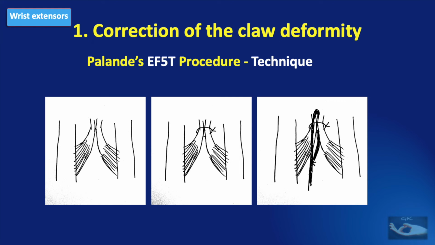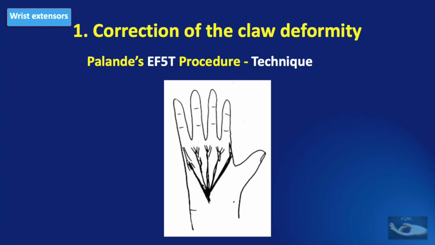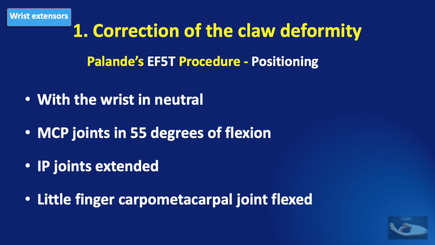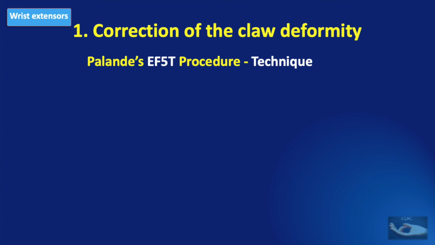The 3 middle slips of the tendon graft are looped through this construct. The lateralmost tail is sutured to the first dorsal interosseous, and the medialmost tail is sutured to the hypothenar muscle tendon junction. With the wrist in neutral and metacarpophalangeal joints in 55 degrees of flexion with the interphalangeal joints extended and the little finger carpometacarpal joint flexed, immobilization is done in the same position for 3 weeks.